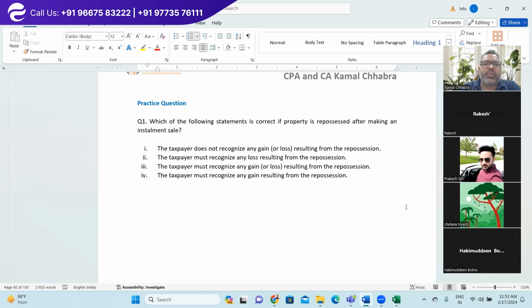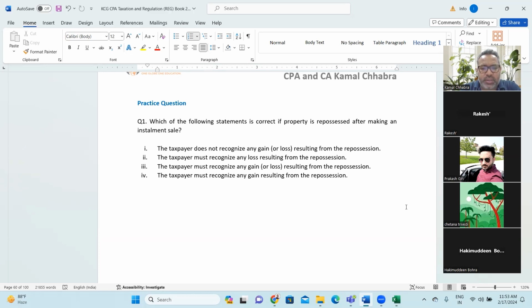Okay, so let's do this question. Which of the following statements is correct if property is repossessed after making an installment sale? That means you are repossessing the property. The taxpayer does not recognize any gain or loss resulting from repossession. Taxpayer must recognize any loss resulting from repossession. Taxpayer must recognize any gain or loss resulting from repossession, or must recognize any gain resulting from repossession.